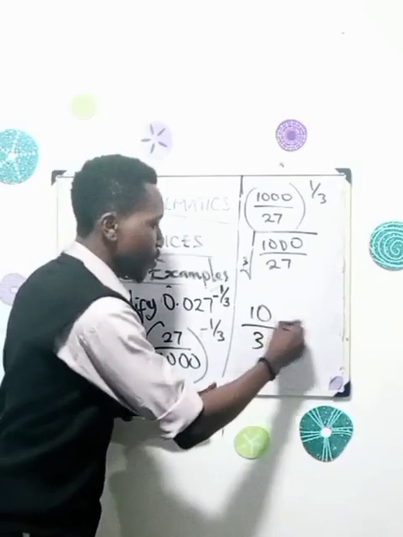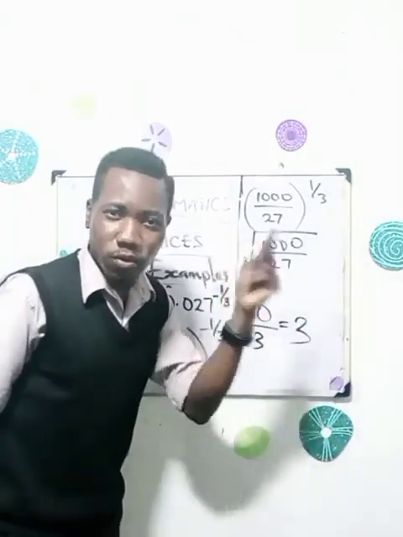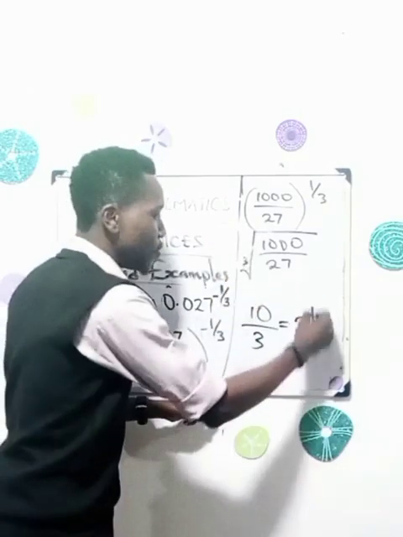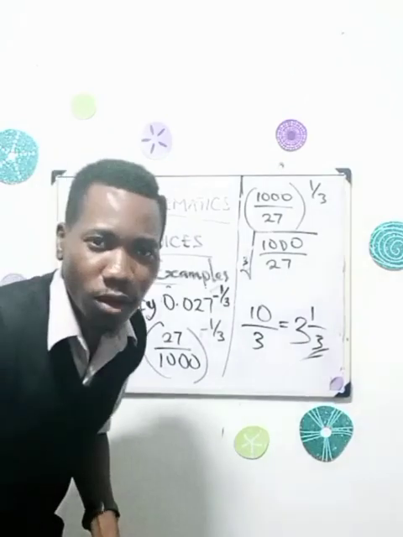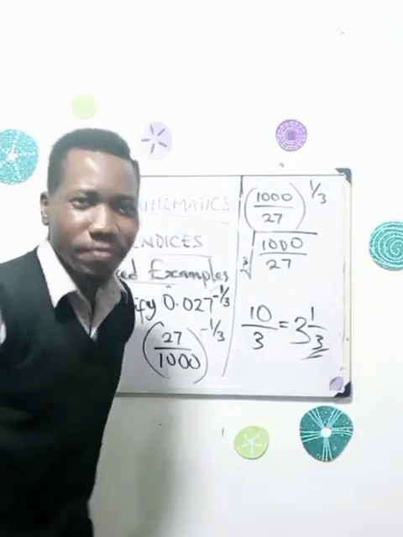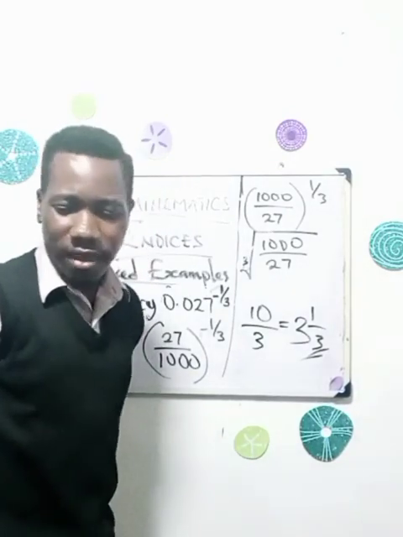3 goes into 10 three times, remainder 1 over 3. And that's the answer. So 3 whole number 1 over 3. That's it. Do we understand this?